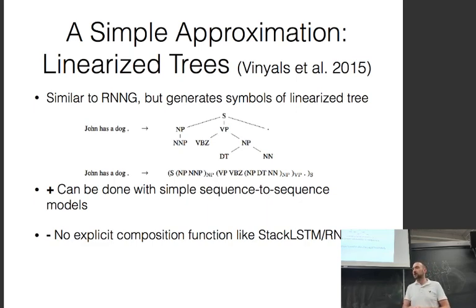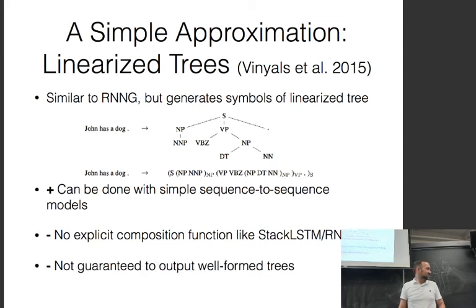It can't treat composed trees as a single vector, like the stack LSTM or RNNG can. This turns out to be really important for the stack LSTM or RNNG performance, and is probably the reason why the stack LSTM and RNNG perform better than these more simple models.